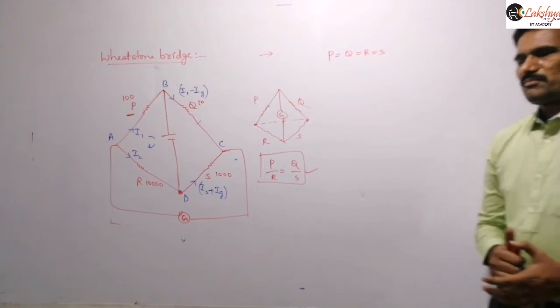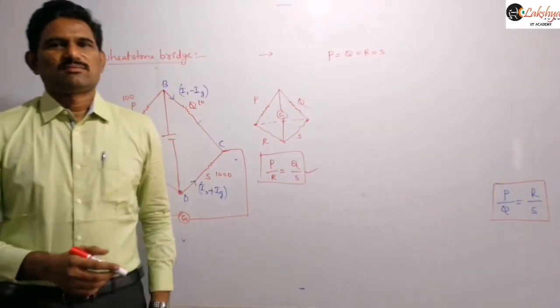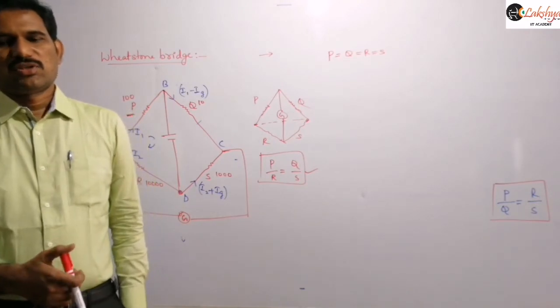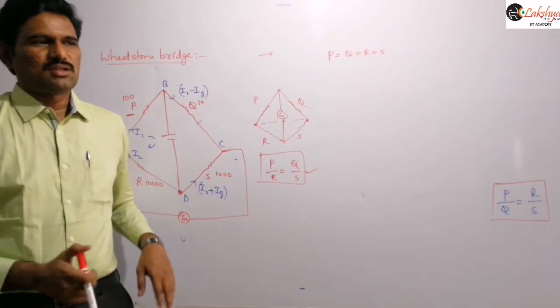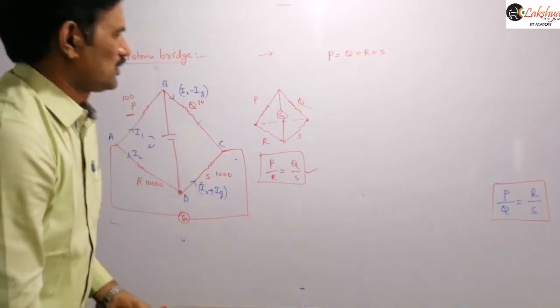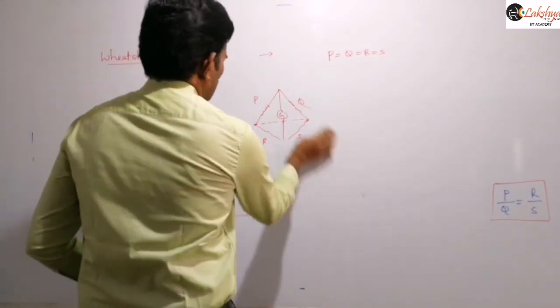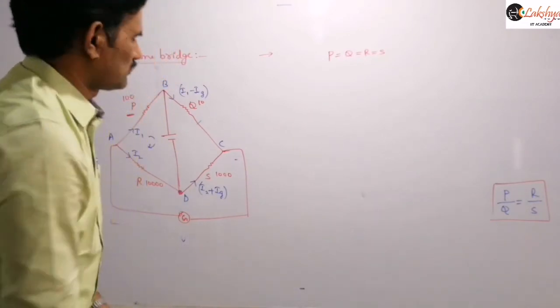When we interchange the position of cell and galvanometer, then there is no change in balancing condition.